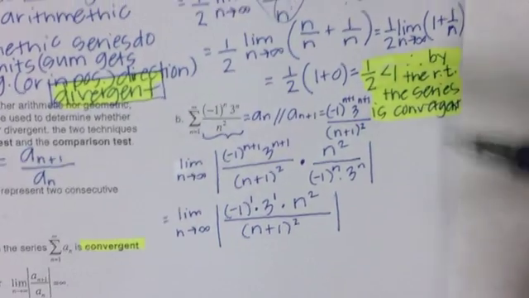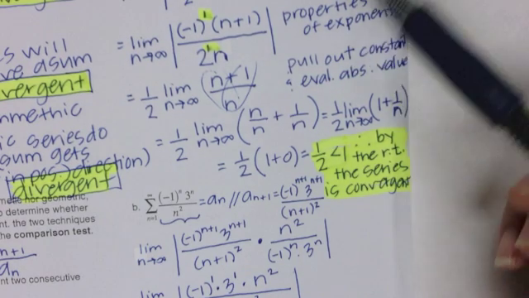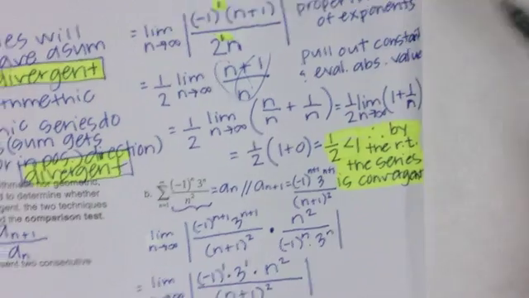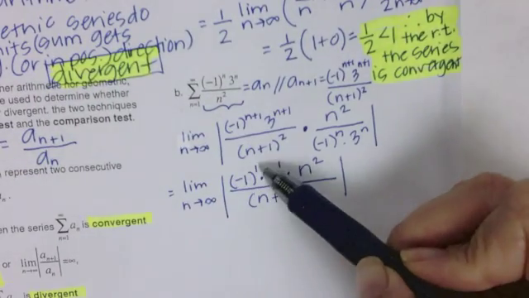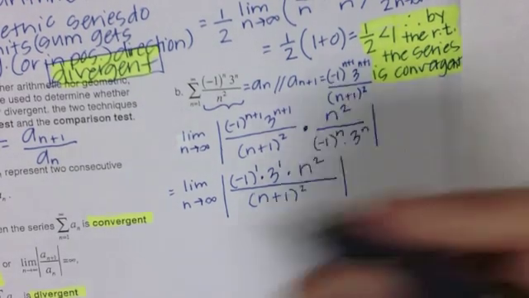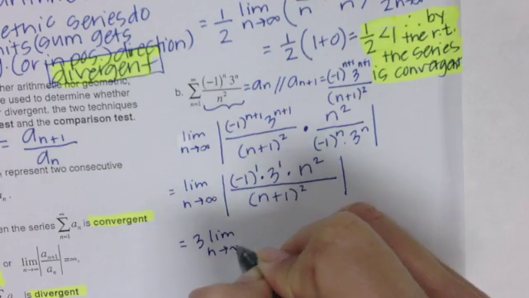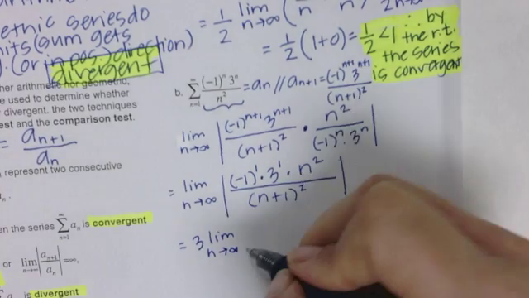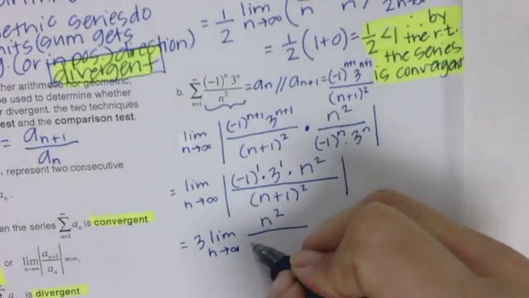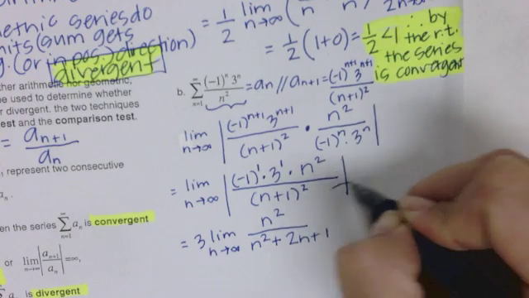Okay, so after we did properties of exponents, then we simplified, and now we need to pull out the constant and evaluate the absolute value. So this is -1 times 3, which would be -3, but we're going to do the absolute value. Once we do the absolute value, you can't keep writing absolute value because you already took care of it. So this is n squared. And I'm going to FOIL this so that I can work with this. So I FOILed that.